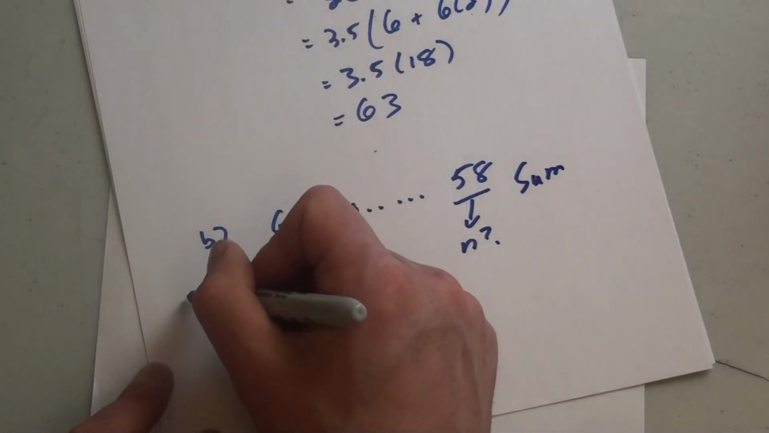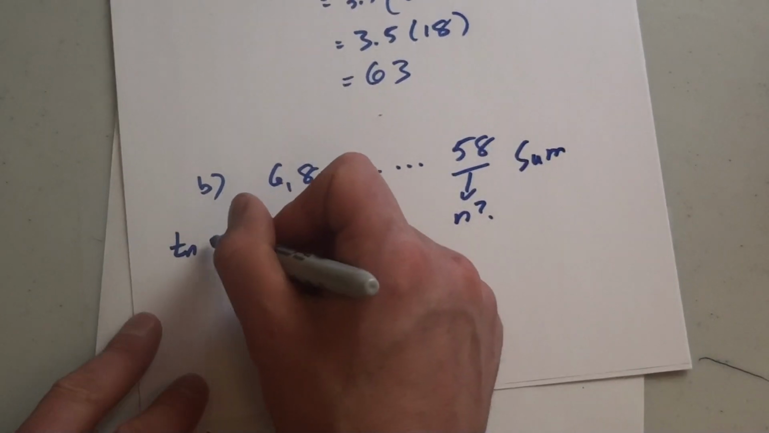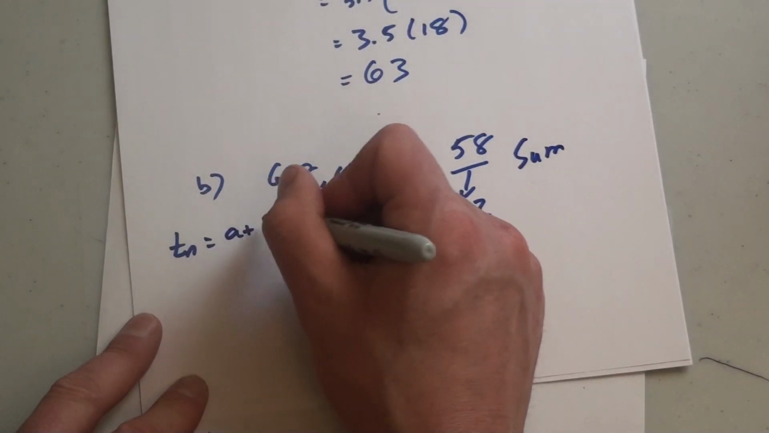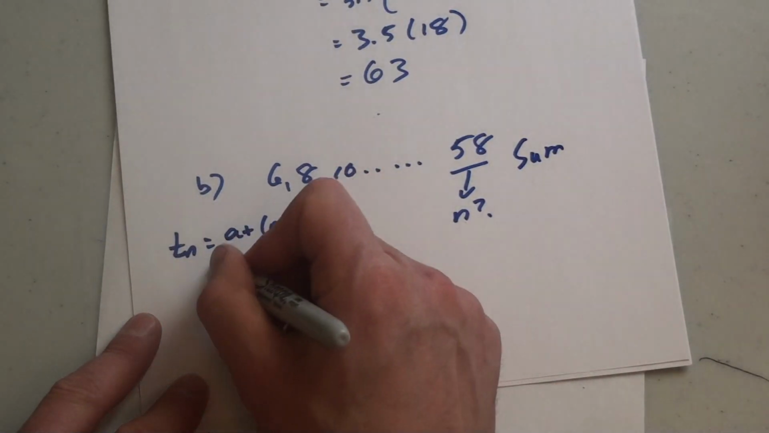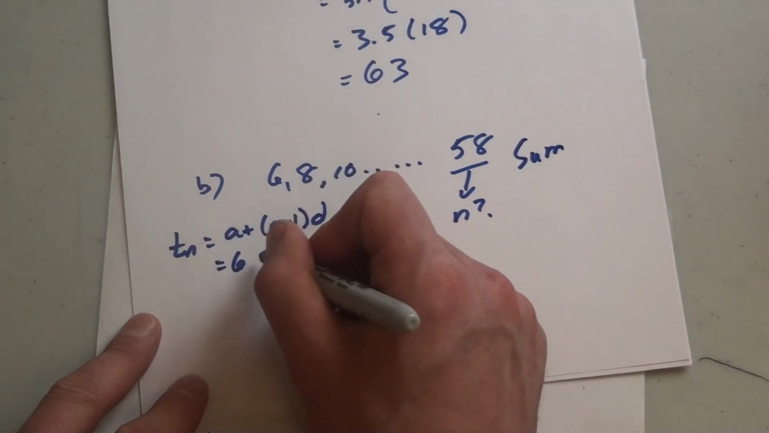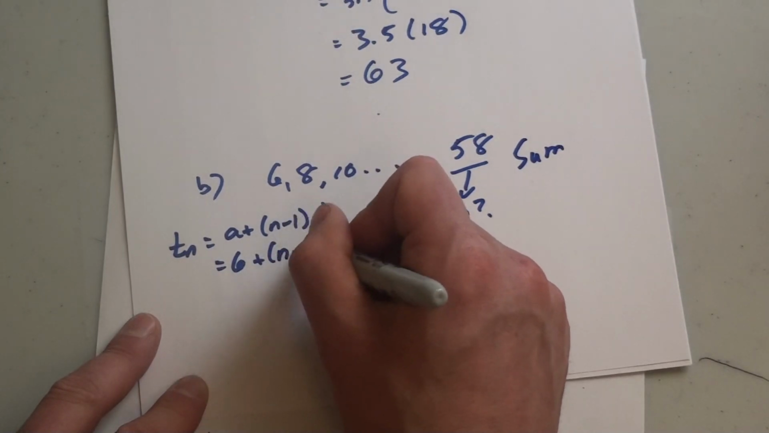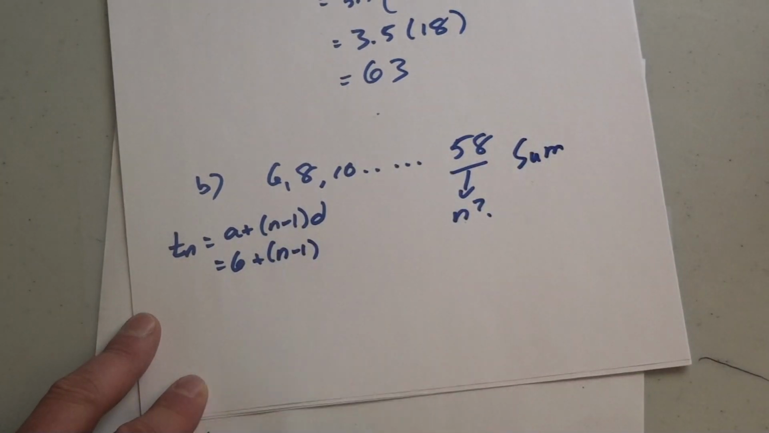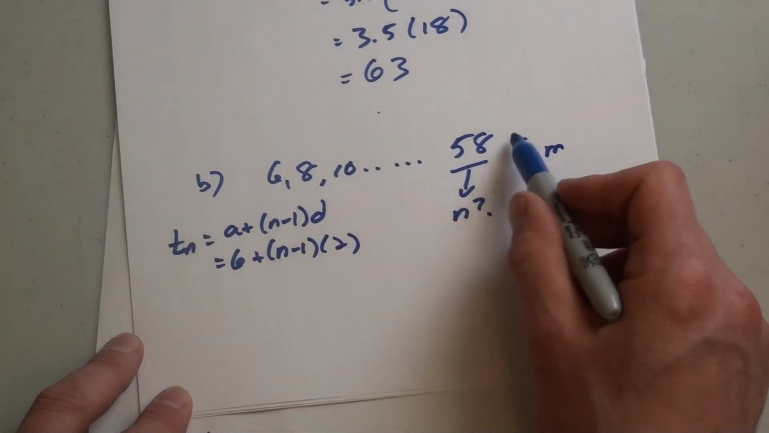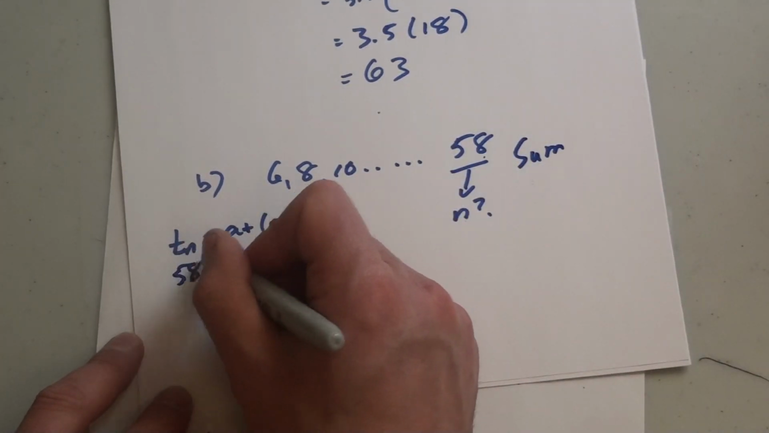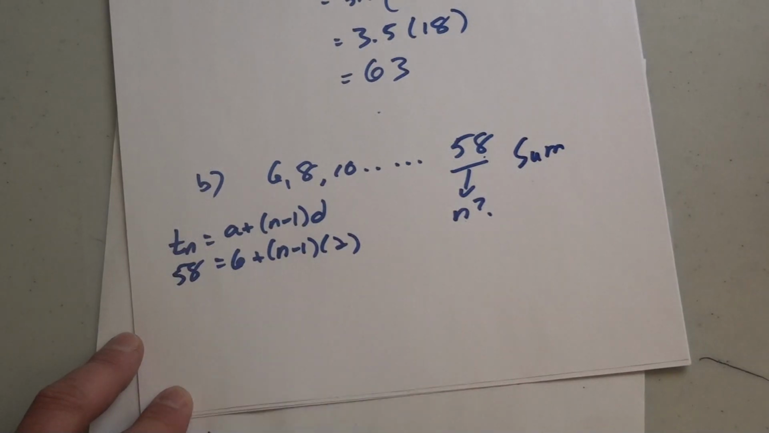So I have to use my term formula, Tn equals a plus (n minus 1) d, to try and figure out what that is. So I'll put in my a value of 6 plus, I don't know what term 58 is, so I'm going to leave n as an unknown. My difference is 2, but my Tn, my term itself, I know is 58. So let's try and figure out what my n is.